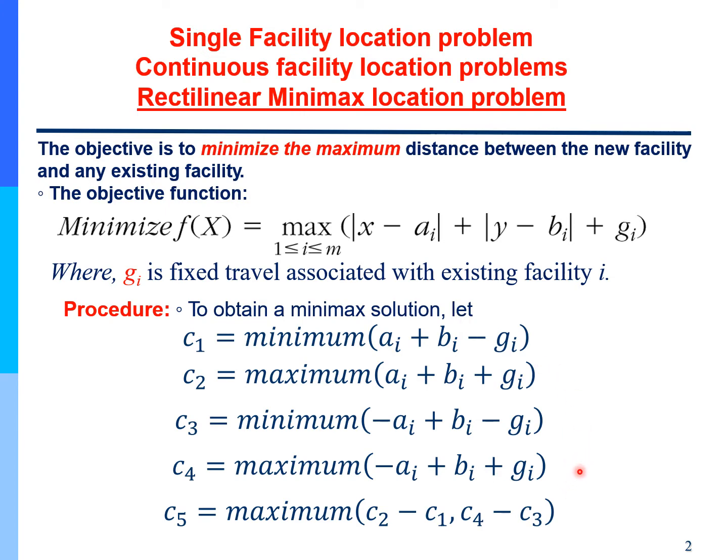The optimal objective function value here will be found by taking 1/2 of this C5. So you don't need to solve anything. You just calculate these values and take 1/2 and it's your objective function. It is the minimum value of the maximum distances. And you will know the optimal x and y coordinates, again calculated using these C1 up to C4 values.